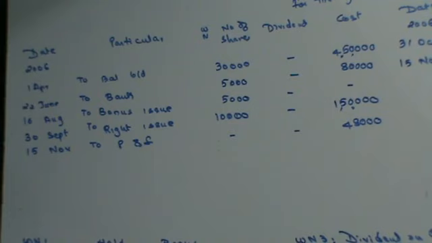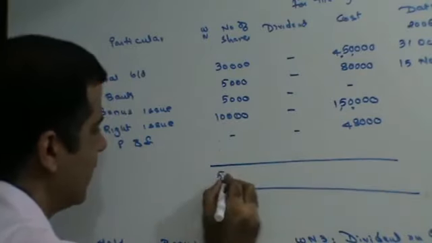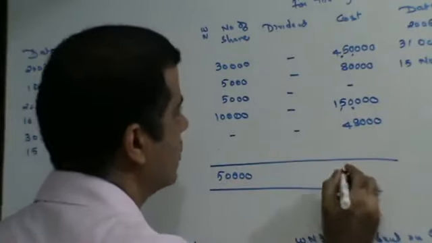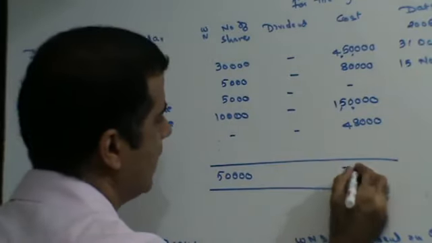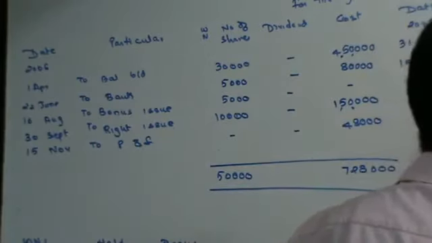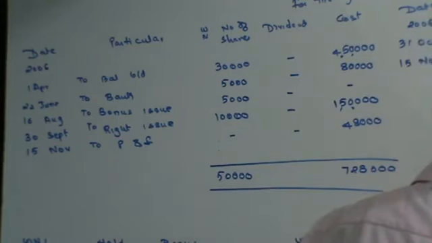Next, they are saying that you are required to prepare the investment account. That's it. All you need to do is tally this now. Let's see how I tally this. This is 50,000. Someone please help me add the cost value: 680, 728. Someone please cross check this. 50,000 shares, 7,28,000.